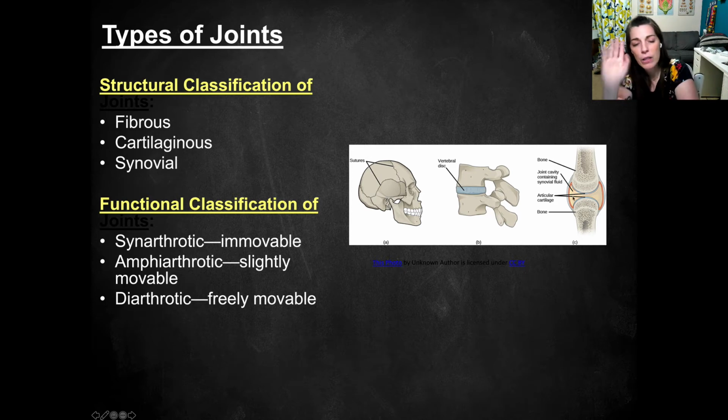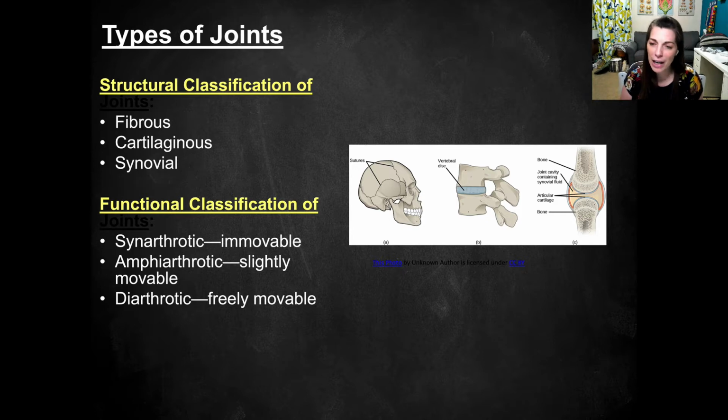Anyway, then there's three functions of joints. So joints can be synarthrotic, which basically just means that they don't move, okay? So listen to me. Fibrous joints are generally immovable, synarthrotic. They don't move in general. I'm not promising you that all fibrous joints are synarthrotic, but most of them are. Then you have amphiarthrotic, which means slightly movable.